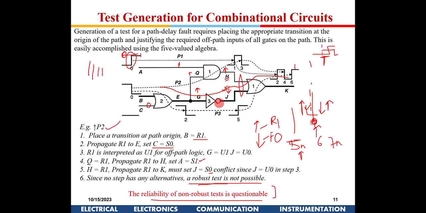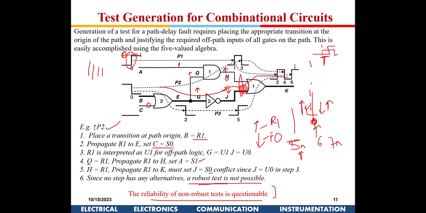But sir, can't we do this: if we put A at 0, then H will not toggle in that case. That is what we did for this path. It is a robust path. Exactly, we put 0 here and we do a robust test. We are able to do this robust testing.